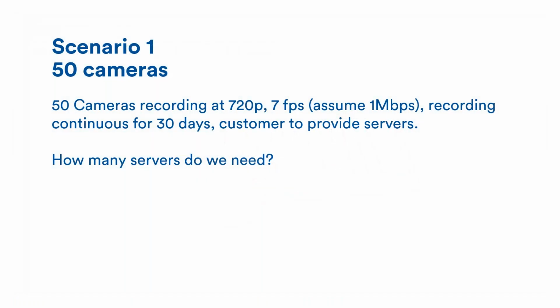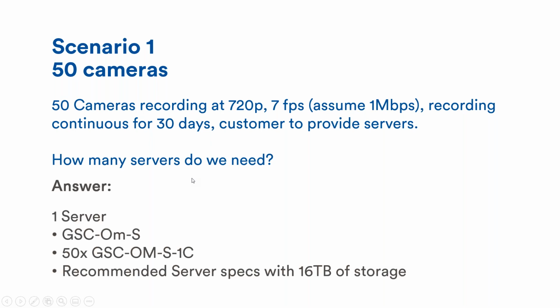So let's talk about a couple more scenarios as we start to wrap this up. Scenario one: we have 50 cameras recording at 720p, that's HD, at 7 frames per second. We're going to assume that this is about 1 megabit per second per camera, recording continuously for 30 days. And these are off-the-shelf servers. So how many servers do we need? Doing the calculation, we'll need a single server. With these calculations, it requires about 16 terabytes of storage.